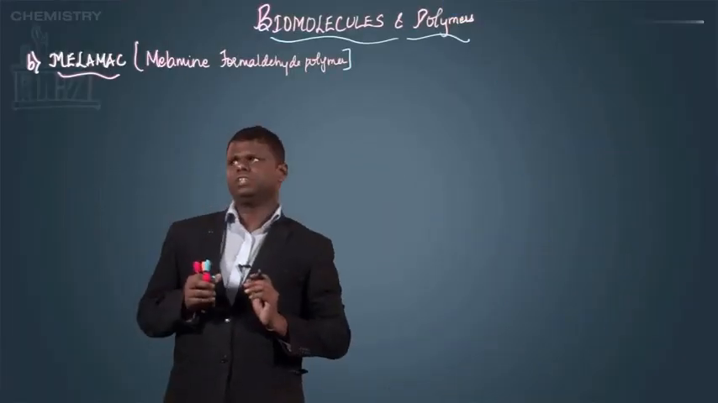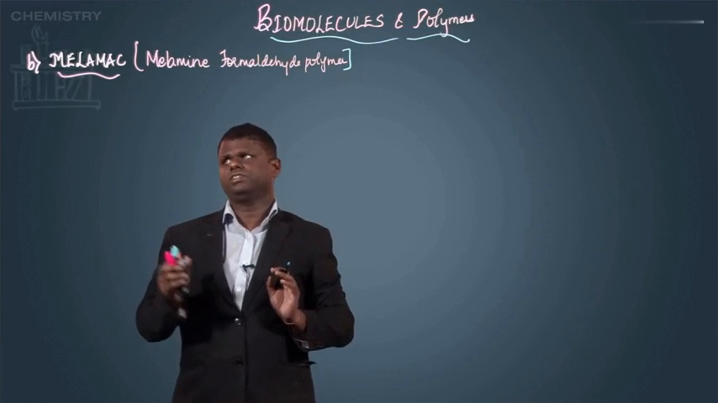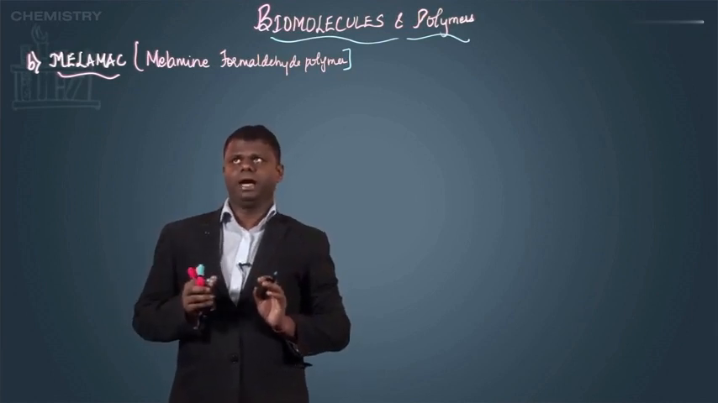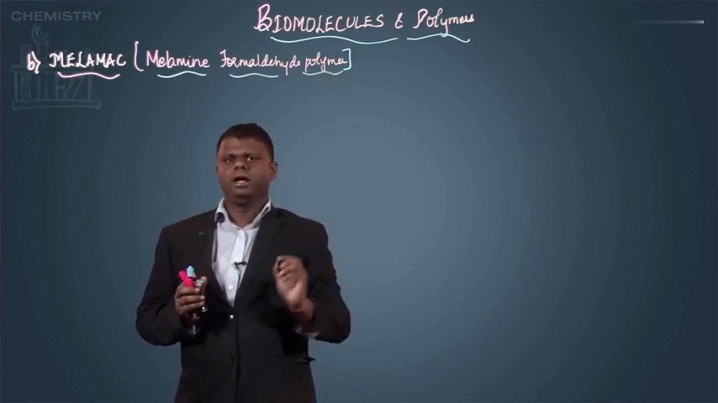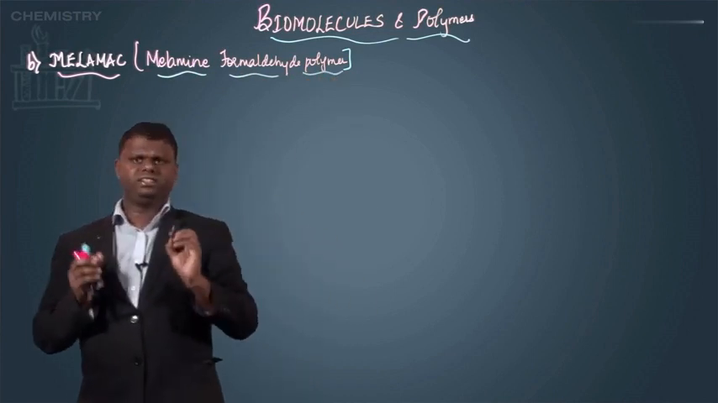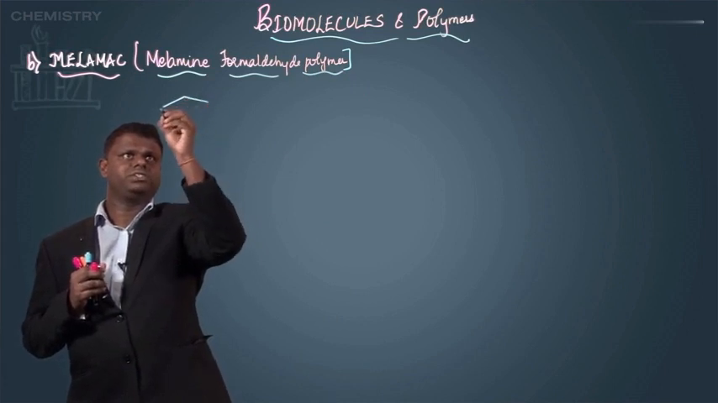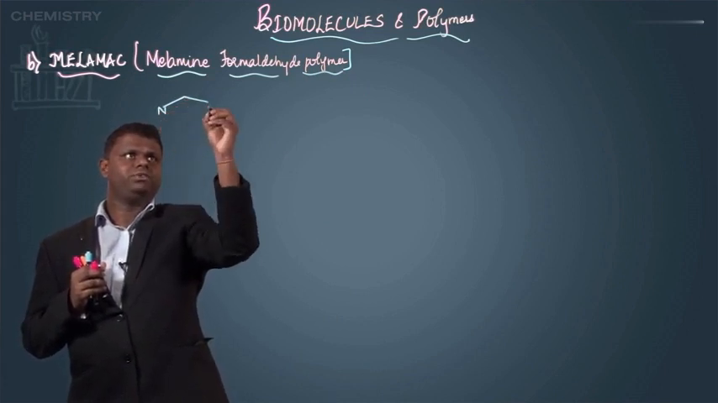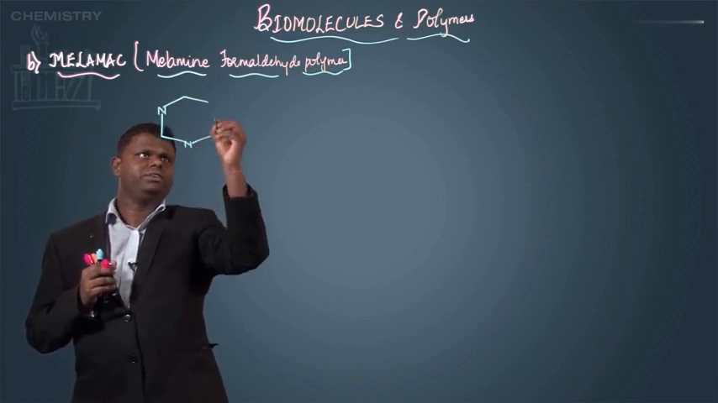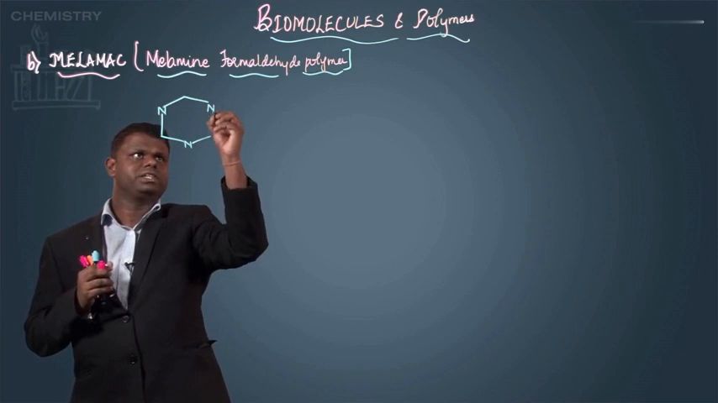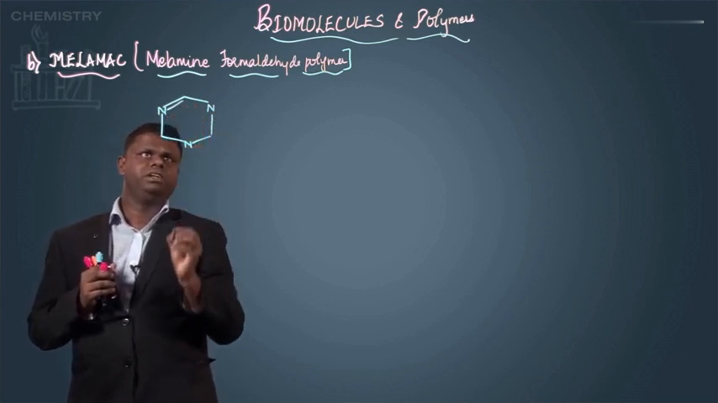Okay, now let's try understanding the structure of another polymer, that is melamine, which is melamine formaldehyde polymer. Let's try writing the structure of melamine first. So this is the structure of melamine. You have nitrogen here, then you have nitrogen here as well. Again, this is connected to carbon, and then this is connected to nitrogen. Okay, so now you have a triple bond here.